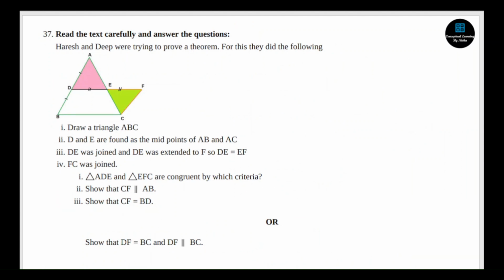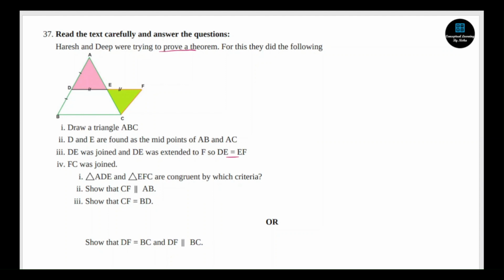Now the figure is given, and you have to write. So see, Harsh and Deep were trying to prove the theorem. So they did this. So draw the triangle ABC. Alright. D and E are the midpoints of AB and AC. So DE was joined and DE was extended. Right. FC was joined. Now triangle ADE and triangle EFC, so they proved that they are congruent.